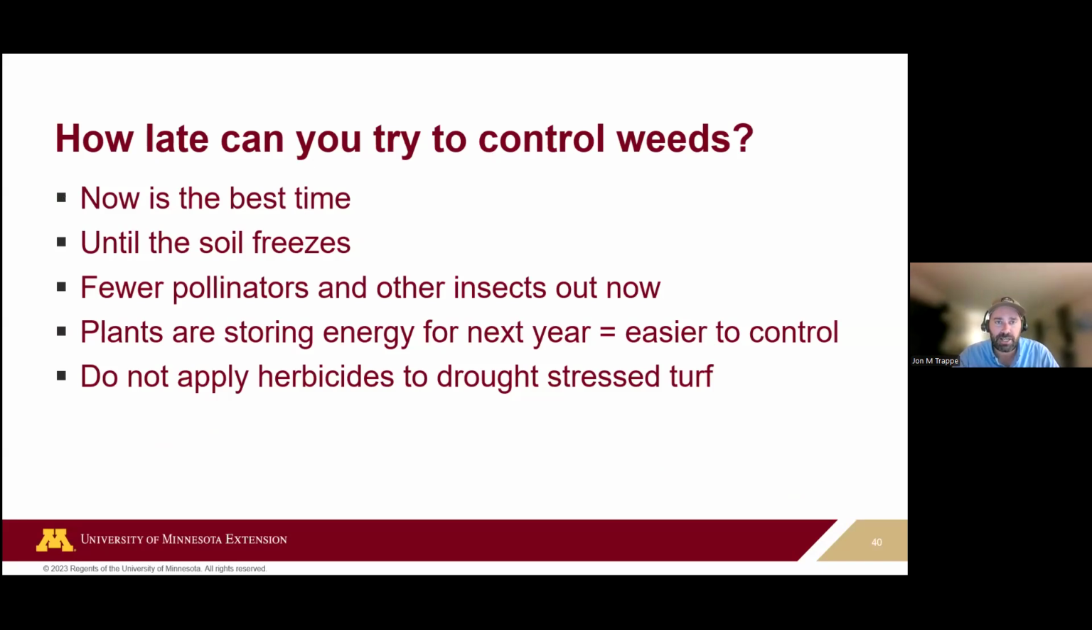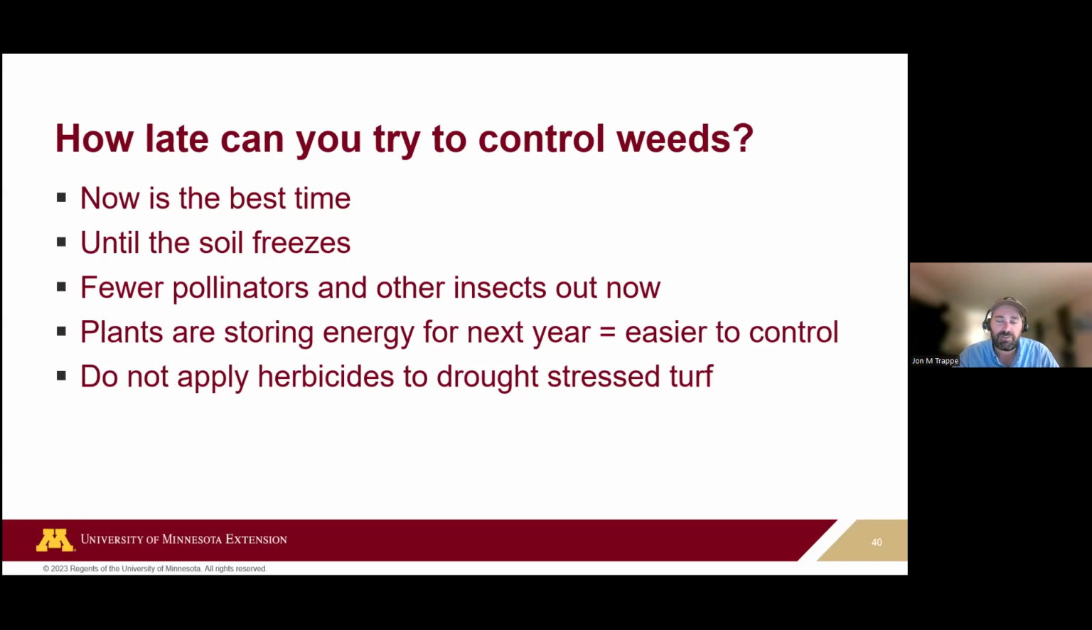Now, down to the brass tacks. Is it still okay to be trying to control these broadleaf weed species? Actually, right now is the best time to try to control them, really any time until the soil freezes. Just follow the label instructions. It'll tell you how late in the year you can actually apply these. But most broadleaf weeds, especially the difficult to control ones like creeping Charlie and wild violets, are best controlled in the late fall, early winter.